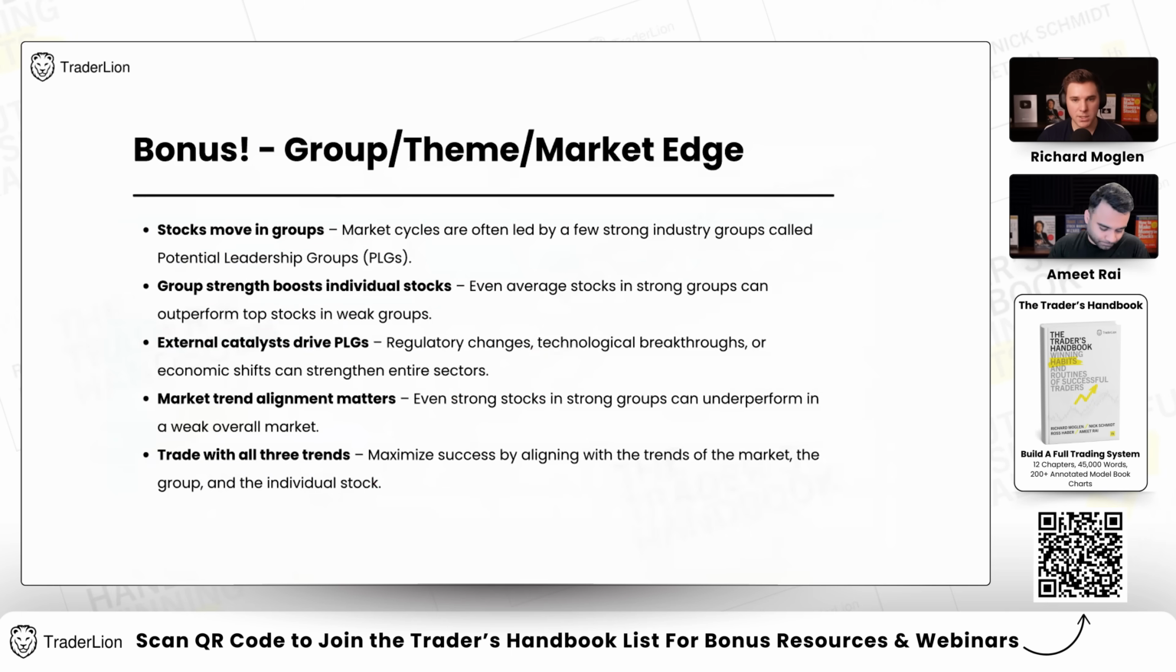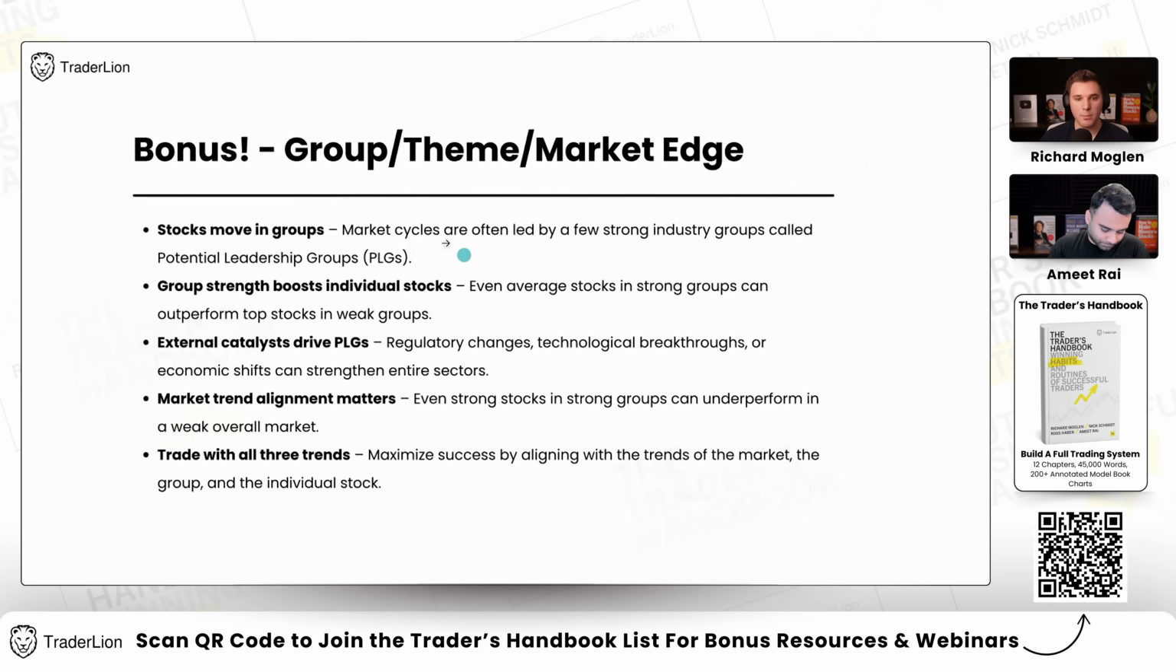All right, so here we've got a bonus theme. We've talked about this a little bit. We just wanted to really highlight how important the group theme and also the market are on the trend of a stock. It's going to be really hard for a stock to make a model book move when the market is in a correction and bear market. So here's what's really important.